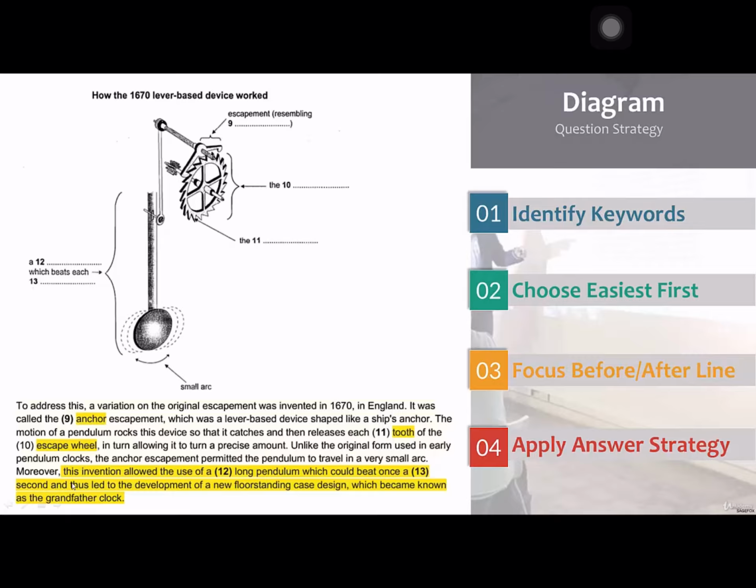And then for number 12 and 13, we're right here. And I know 12 and 13 are connected together because it has a blank which beats each. Moreover, this invention allowed the use of a long pendulum which could beat once a second. Which could beat once a second is a synonym for which beats each. Each is a synonym for a. That means number 13 is second. And what's before that is long pendulum. Now, if you just put pendulum, you will be marked correct also.